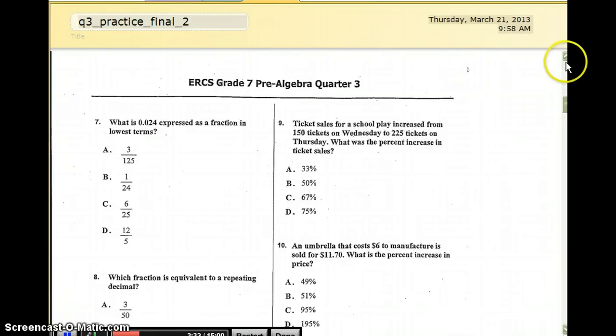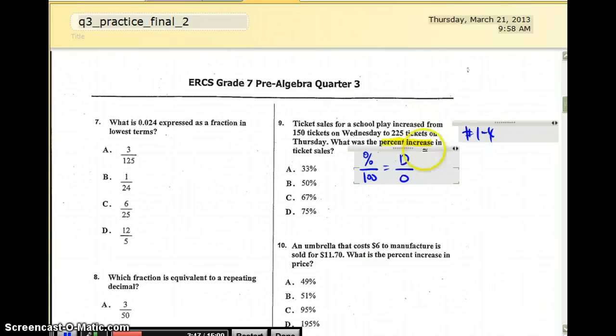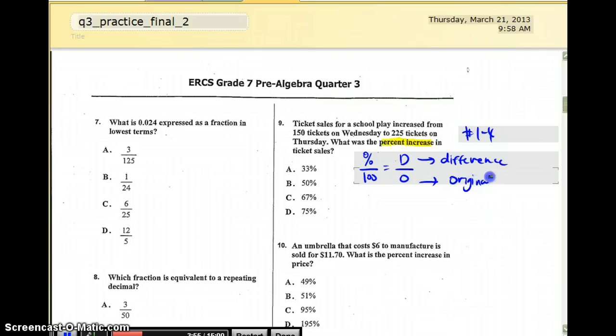Let's do number 9. We're looking for the percent increase. In your worksheet from class on numbers 1 through 4, we did exactly a percent of increase. We always use the formula percent over 100 equals D over O, where D stands for difference, and O stands for original. So I'm going to take the difference of the two. Actually, I'm going to subtract the smaller from the bigger, and then I'm going to divide by the original.